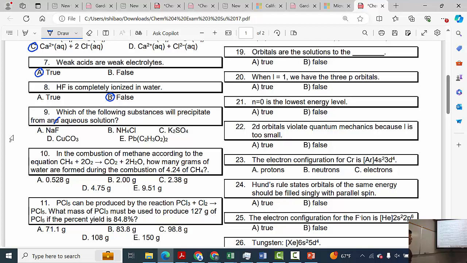B. 9. Which of the following substances will precipitate from, this is supposed to be from an aqueous solution. D. In the combustion of methane, according to the equation, how many grams of water are formed from the combustion of 4.24 grams of methane? Just do it. 4.24. Convert that. Go from grams to, this is supposed to be grams. Grams. We're going to go grams to moles.